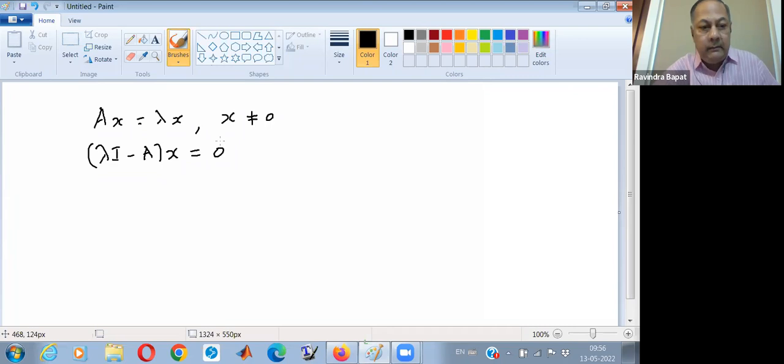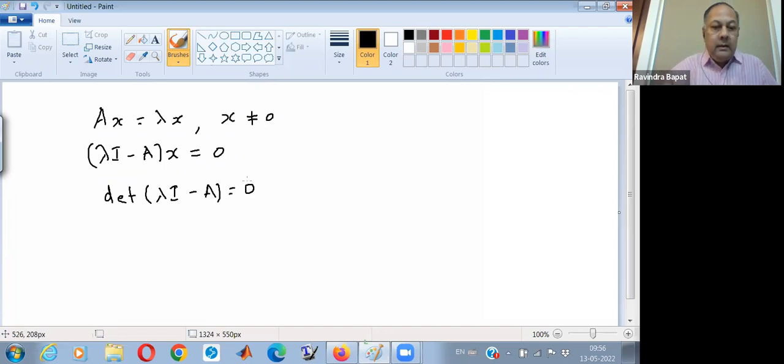And then that is equivalent to demanding that the determinant of lambda I minus A is 0. This looks like a different definition, but because of the basic linear algebra, they are equivalent. So these are the two definitions. And we will talk about existence. So, existence of eigenvalue.